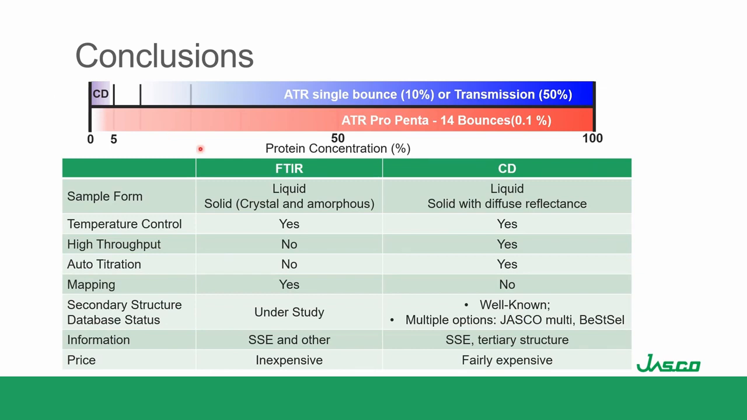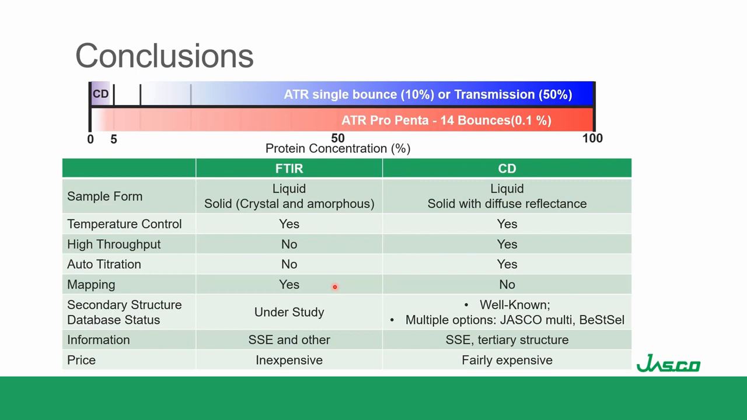With both of these methods, we can work with liquids or solids. In the case of CD, solids can be done with diffuse reflectance, but that becomes a little bit more tricky. FTIR is usually better signal to noise wise with a solid sample using an ATR like the Penta that Carlos showed previously. Both methods are capable of doing temperature control, but CD has the capability to do high throughput measurements and auto titration. In contrast, the FTIR is capable of doing mapping experiments. We can actually map out secondary structure as a function of location on your sample.